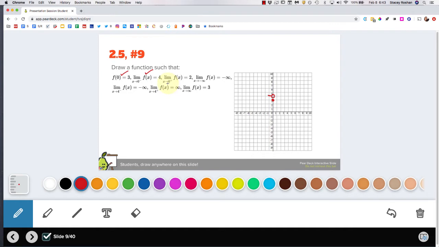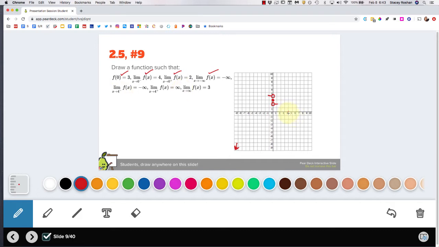0, 2 is the point. Remember, this is x, this is y. 0, 2, right. The limit as x approaches -infinity is -infinity. That means all the way on the left, the y value is teeny tiny. All the way on the left, teeny tiny. The limit as x approaches 4 from the left is -infinity.